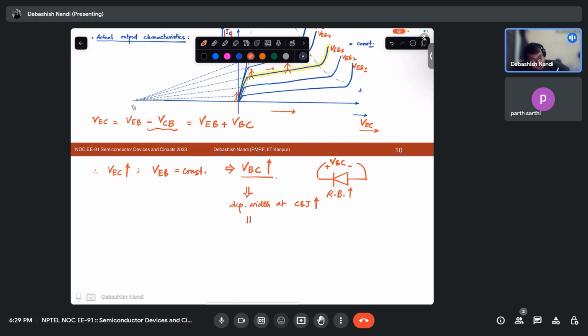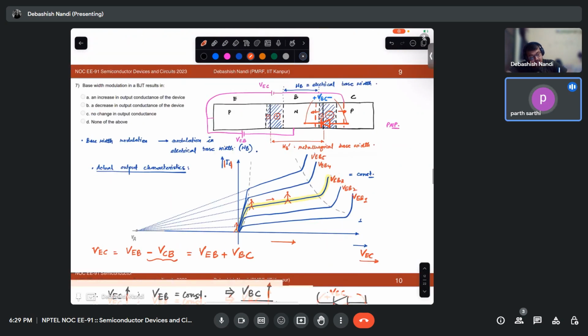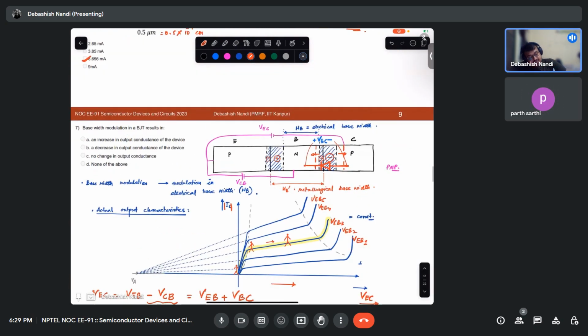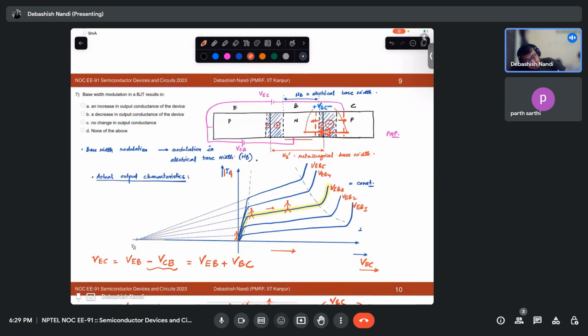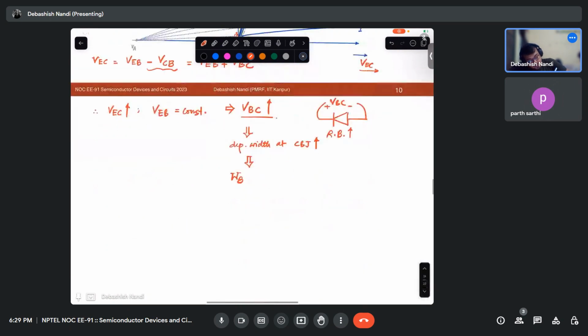And what about the electrical length of the base? This electrical width will decrease. So your WB will decrease. Fine. So if your WB decreases, can you comment on what will happen to beta?